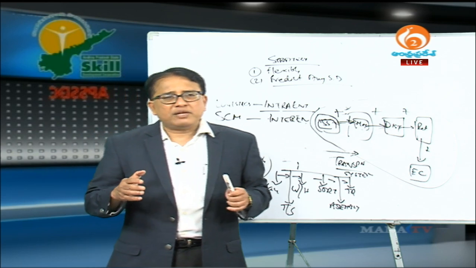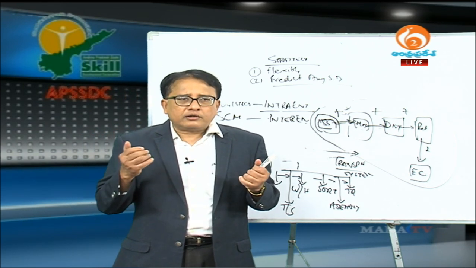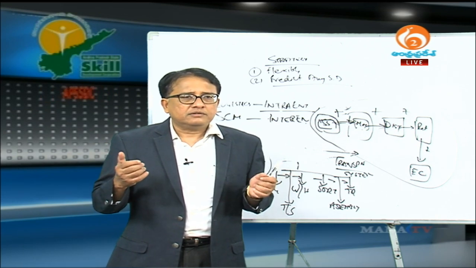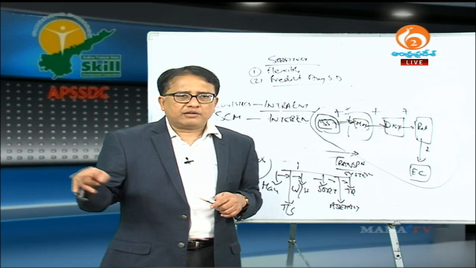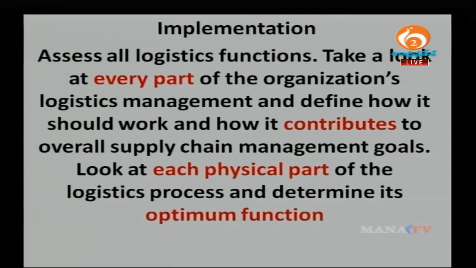Once a strategy has been made for proper logistics management, the strategy needs to be implemented. How are these strategies implemented? Let us look at it. In the implementation process, assess all the logistics functions, take a look at every part of the organization's logistics management and define how it should work and how it should contribute to the overall supply chain management goals. Look at each physical part of the logistics process and determine its optimum functions.